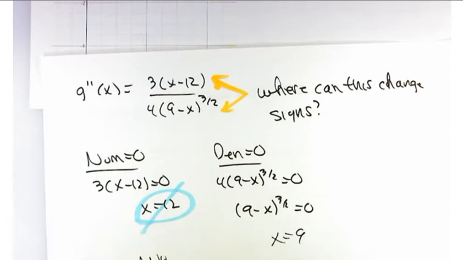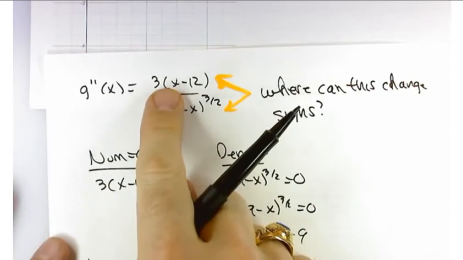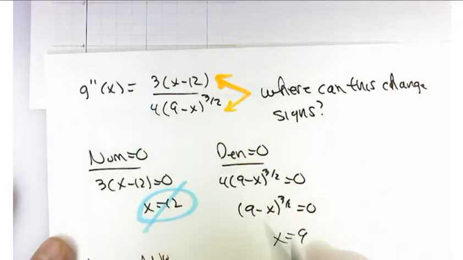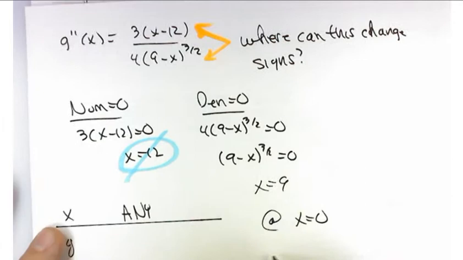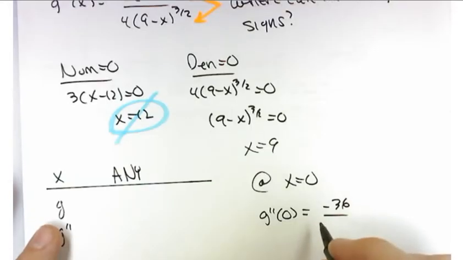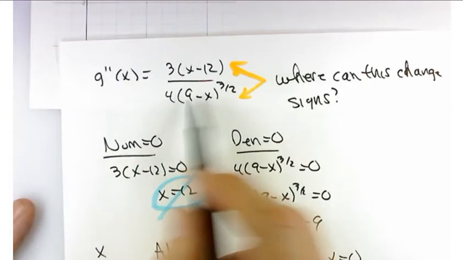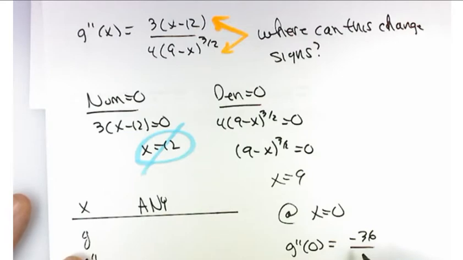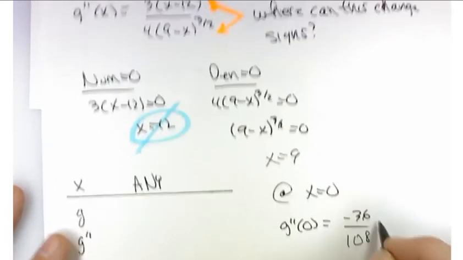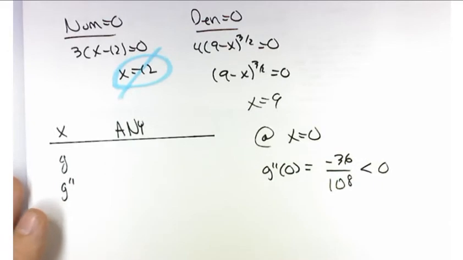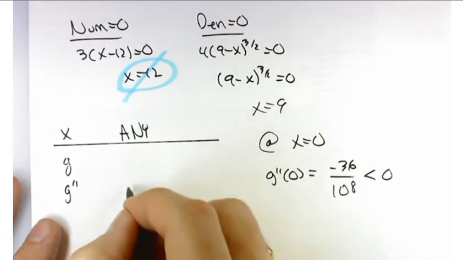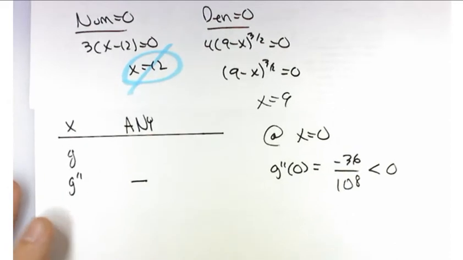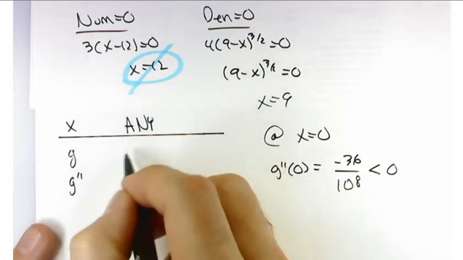0, sure. And if you plug in a 0, what do we get? We get something negative, right? So at x equals 0, g double prime of 0 would be negative 36 over 4 times 27, which is what, 108? But the bottom line, even if my arithmetic's wrong, is that it's clearly negative. So the second derivative is negative. What's that tell me about my function? Concave down. Good. Concave down.